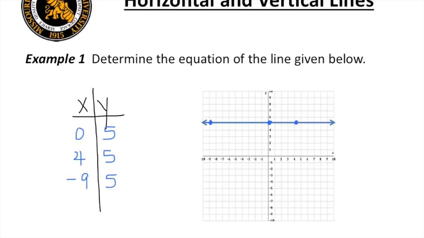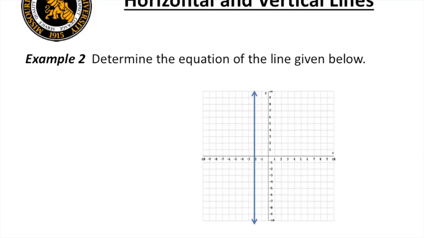In fact, there are infinitely many points on that horizontal line that all have a y value of 5. Therefore, the equation for this horizontal line is simply y equals 5. X can be anything.